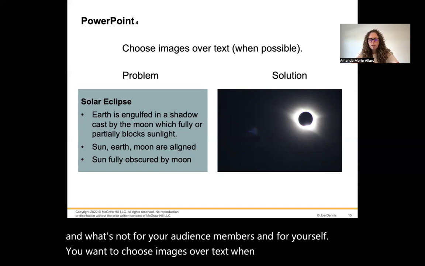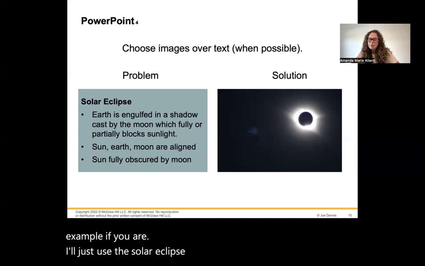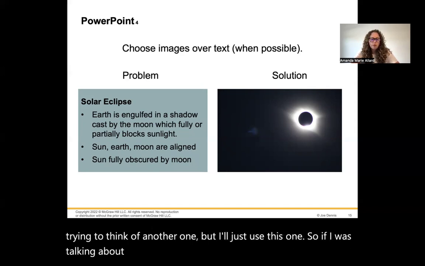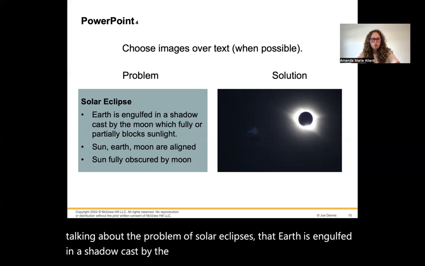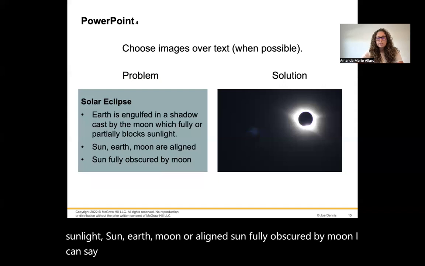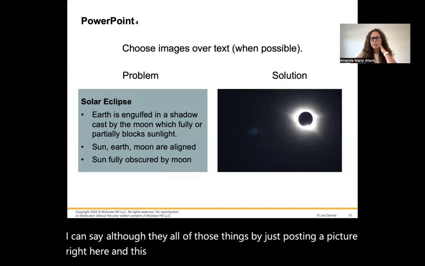So for example, I'll just use the solar eclipse example right in front of me. I was trying to think of another one, but I'll just use this one. If I was talking about the problem of solar eclipses, that Earth is engulfed in a shadow cast by the moon, which fully or partially blocks sunlight. Sun, Earth, moon are aligned, sun fully obscured by moon. I can say all of those things by just posting a picture right here. And this will cue me as the speaker to talk on these main points.